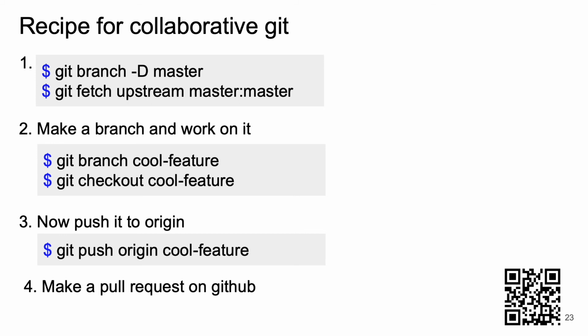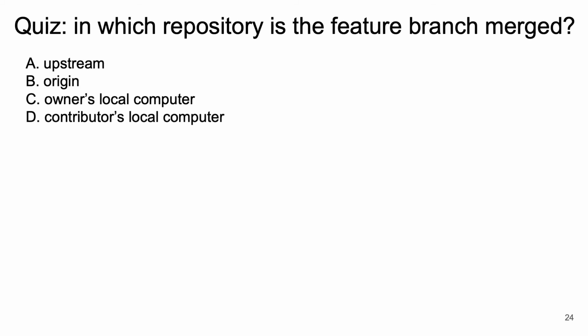All right, another quiz. So in which repository is the feature branch merged? So I made this pull request. So now I've not yet done the merging, right? So I've made the feature branch, and someone has to merge it into the main master branch. So where is this going to happen? Is this A, upstream, B, origin, C, the owner's local computer, or D, the contributor's local computer?